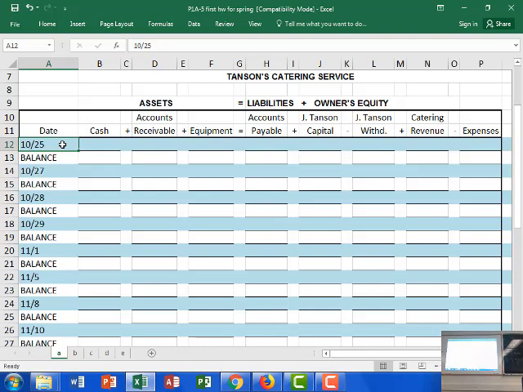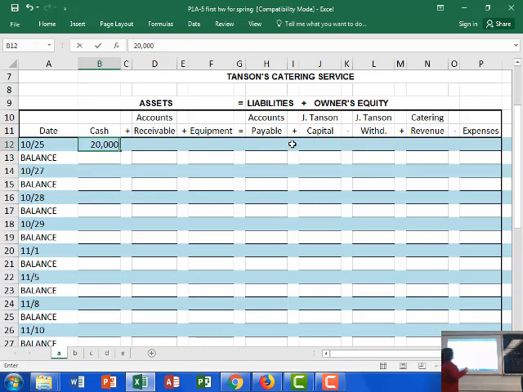On page 30, it says October 25th, and notice we have the dates here. And again, balances. You're going to bring down every balance, even if it's a zero. So, James Tanson invested $20,000 in the catering business from his personal savings account. Invested $20,000. Which two accounts are going to be impacted? Cash and capital. So this is positive, remember? How much money are we putting in there? $20,000. We'll assume that that's $20,000.